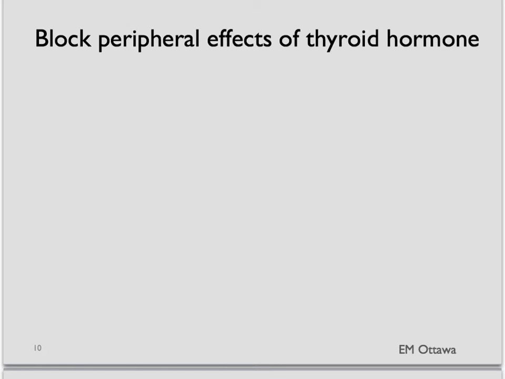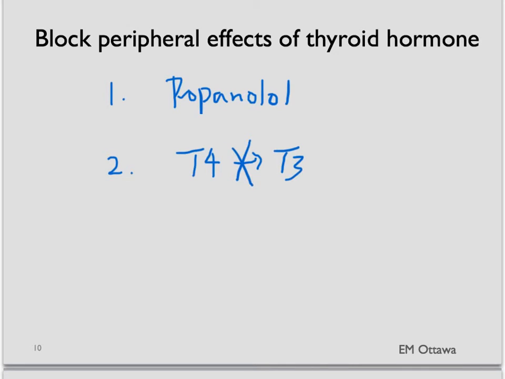The second part is to block the peripheral effects of the thyroid hormone. First, we treat the tachycardia with a beta blocker. The most often used is propranolol. Secondly, we try to inhibit the peripheral conversion of T4 to T3. Since T3 is the active form, we do this by giving a dose of glucocorticoid steroids.